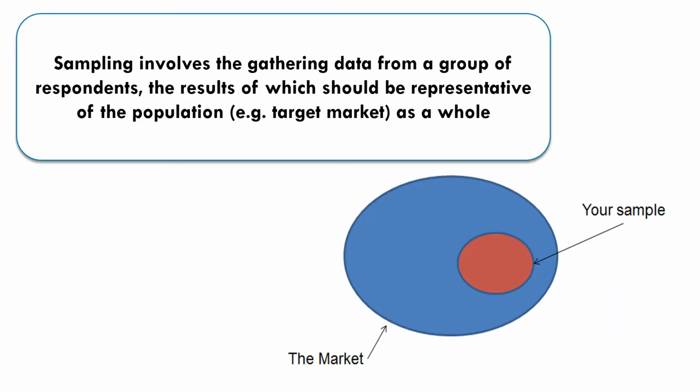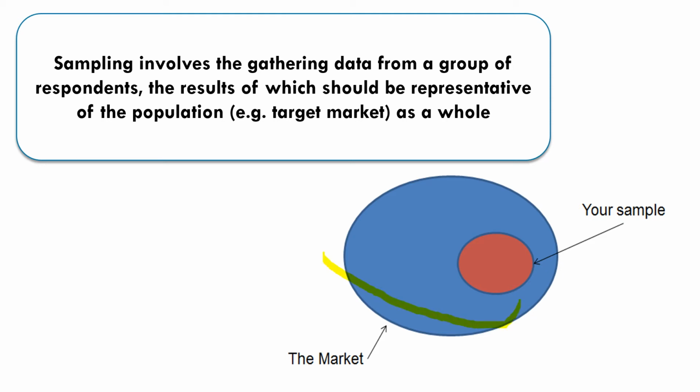Now, most research will involve some element of sampling. You're not going to be able to ask all your potential customers what they think of your product, but you're going to have to take a particular sample. And so sampling involves the gathering of data from a group of respondents, the results of which should be representative of the population as a whole.